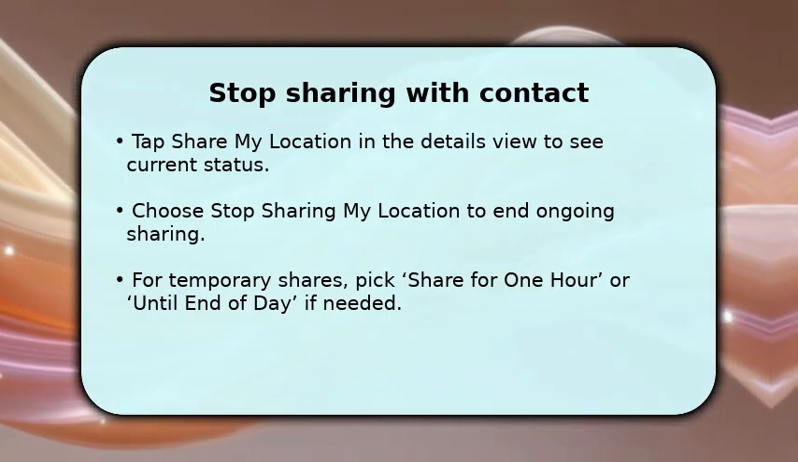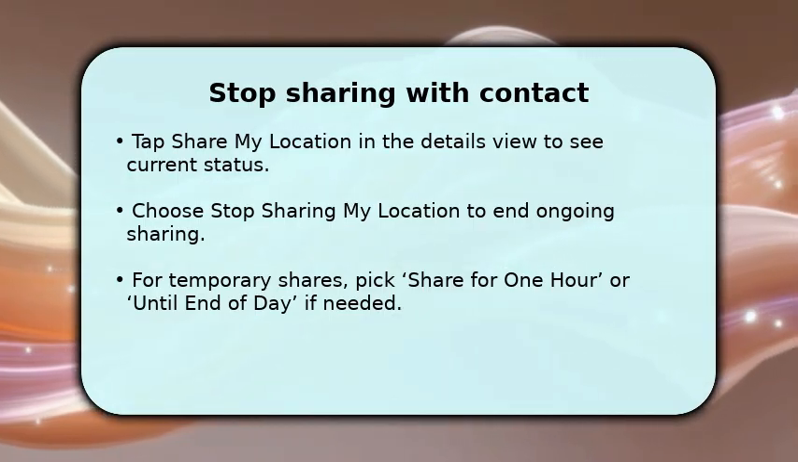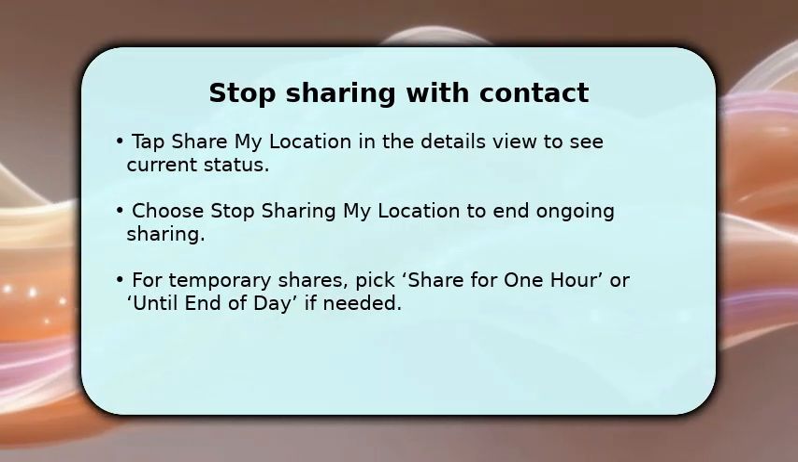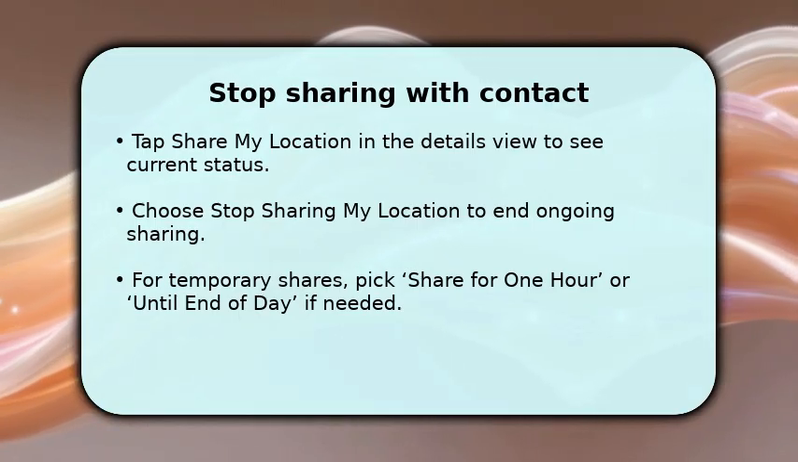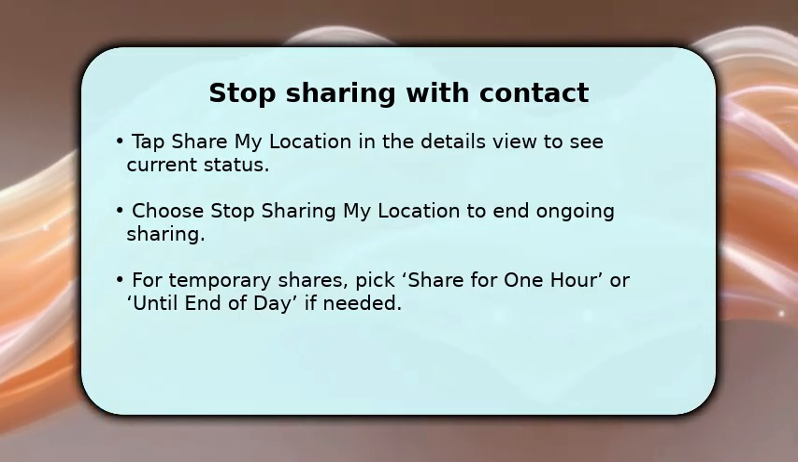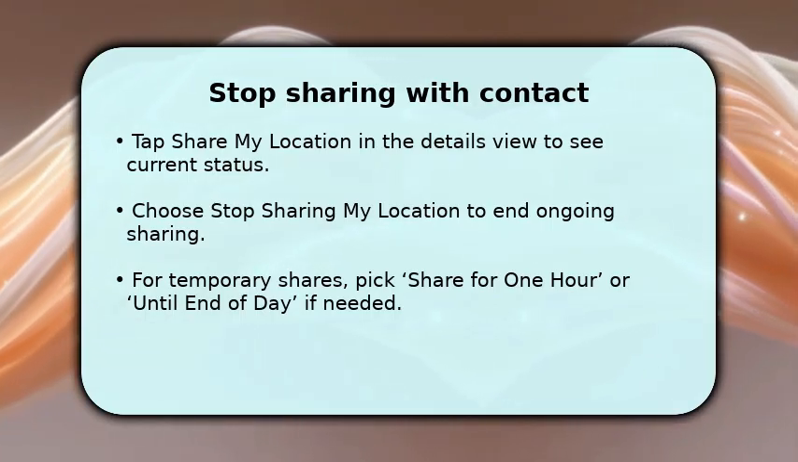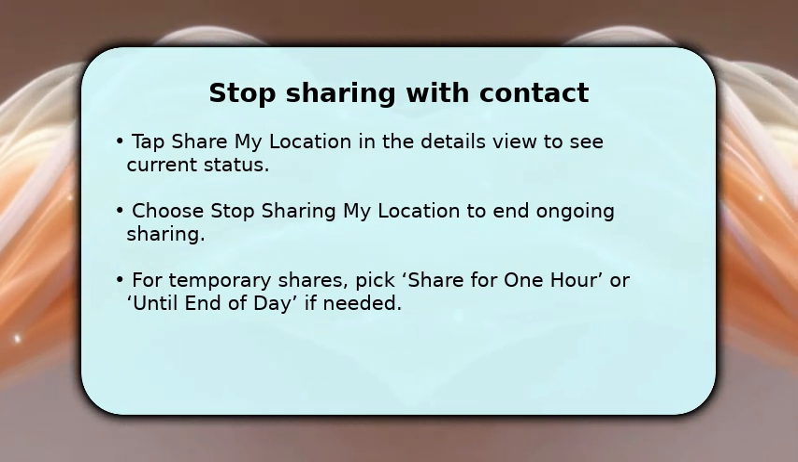If you want to end sharing completely, choose Stop Sharing My Location. This ceases continuous location broadcasts to that person. If the share was temporary, you can instead select Share for 1 hour or Share until end of day to limit exposure. Make sure to confirm the change because Messages sometimes leaves the previous indicator until refreshed. Exiting and reopening the thread verifies the new state.